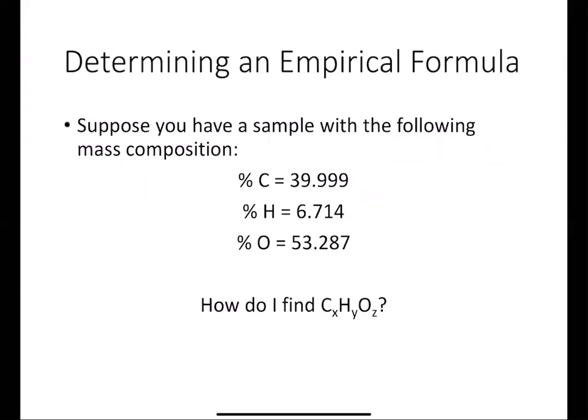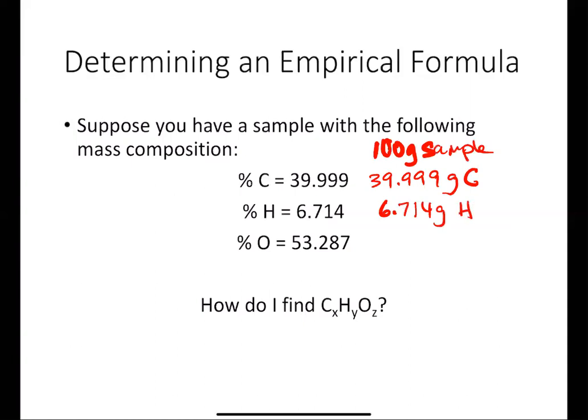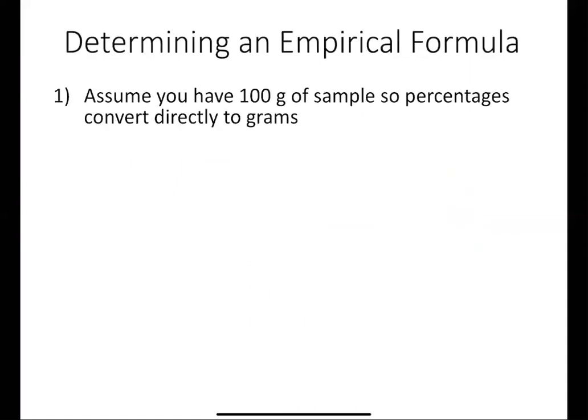What this means is that if we had a 100 gram sample, this would be 39.999 grams of it would be carbon, just carbon by mass. And this would be 6.714 grams of hydrogen by mass. And then 53.287 grams of oxygen by mass. So this whole assumption makes it very simple to do this. All right, so that's the first step. Assume that you have 100 grams of sample.